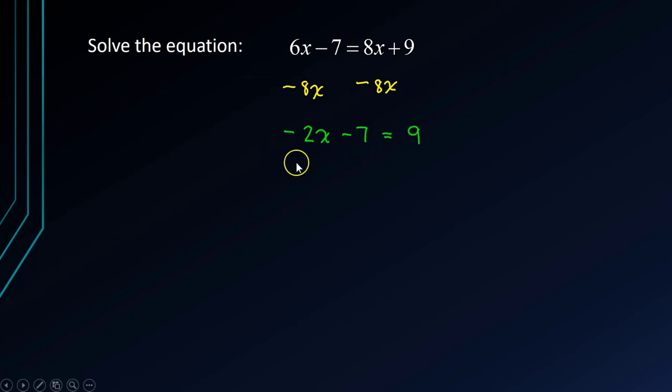But now at least the variable is on one side of the equation, so I can start going through the process of isolating it. So I'm going to add 7 to both sides and get that negative 2x equals 16. I would then divide both sides by negative 2 and get that x equals negative 8. Let's move on to the next one.